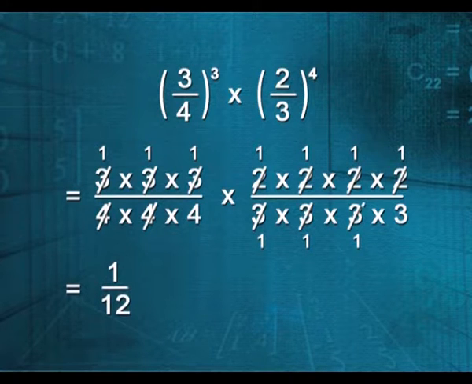So the expression which we had, 2 by 3 raised to power 4 multiplied by 3 by 4 raised to power 3, has been reduced to a simple number 1 by 12. So learners, we learn that if an expression is given, we can write that expression in the exponential form, and if a number is given in the exponential form, we can simplify it.